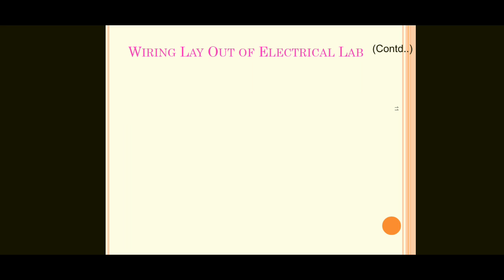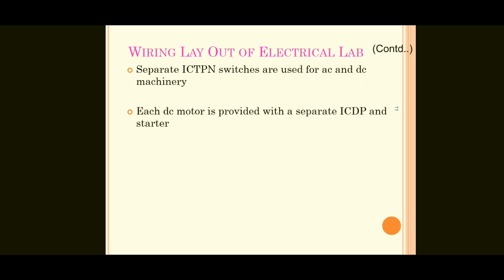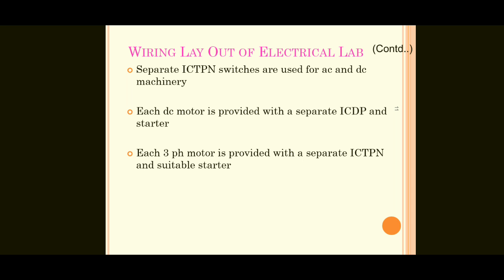Next one. Separate ICTPN switches are used for AC and DC machinery. Each DC motor is provided with a separate ICDP and starter. Each 3-phase motor is provided with a separate ICTPN and suitable starter.